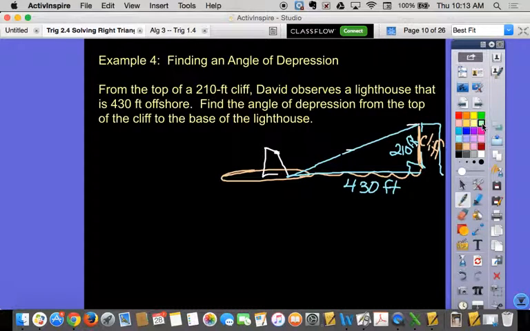If you really want to get technical about it, angle of depression is right here. But that's going to be equivalent to that angle of elevation. So if you just work it with this angle right there, you get the same thing. So keep in your brain, angle of depression is equal to angle of elevation. So this thing works exactly like what you just did.